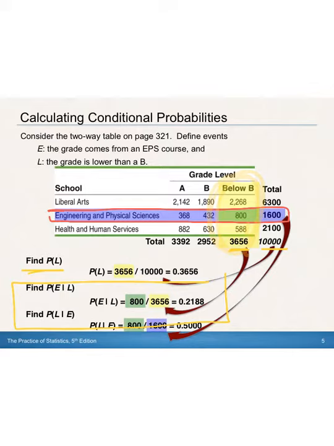Same thing with the converse. I've already got it in red here. Since this was given that you're an engineering or physical science school, then that's where your denominator is going to come from. And then you're looking in the column for 800 out of the 1600. So that's conditional probability.